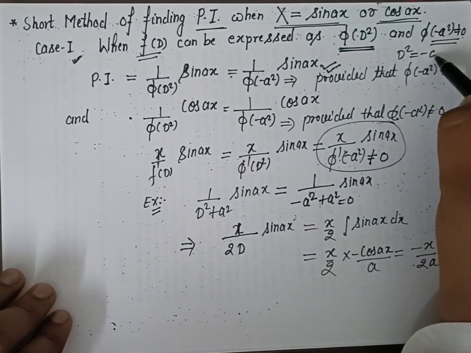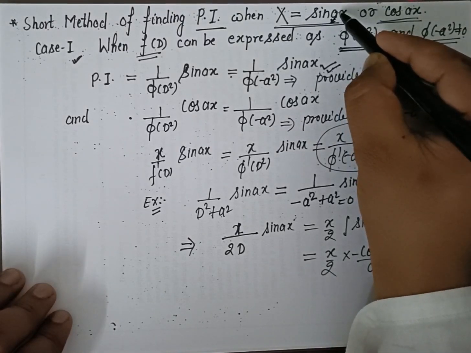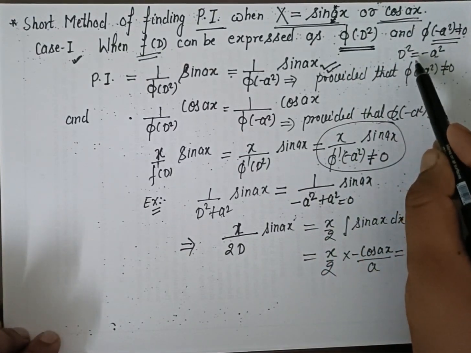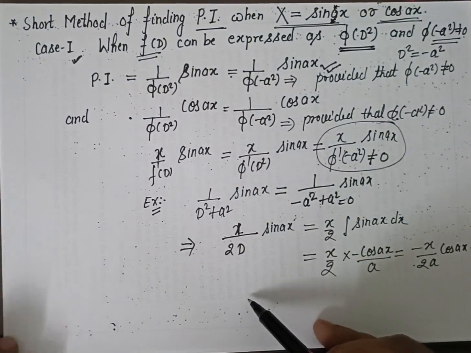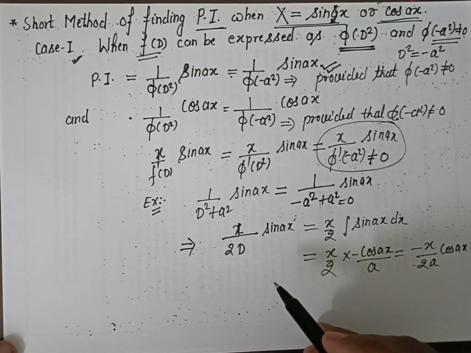negative of a square. And what about a? A is here, this one. So just replace D square by a square with negative sign. Remember, I am recalling here, a square with negative sign. Don't read it as minus a square. Most of the students make mistakes here.